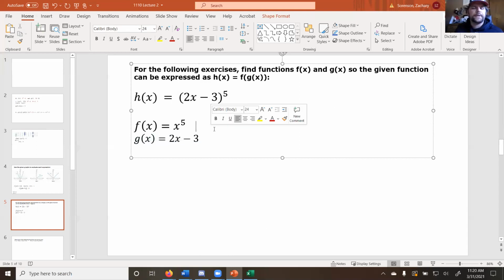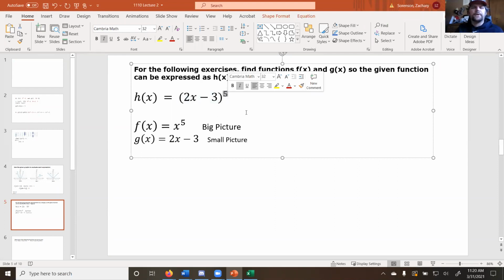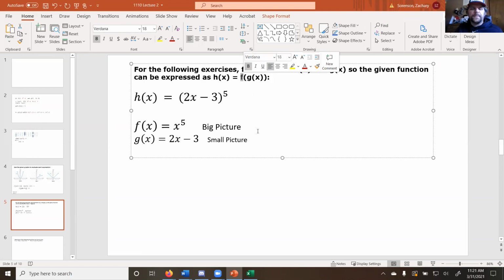Yeah, that's a good way to think about it. How I think about it is kind of a big picture, small picture. Essentially exactly what you were saying. So big picture, what's happening overall to my function? I'm taking something to the 5th power. That something is a little bit more complicated than just being x, but at the end of the day, that's what I'm doing. I'm taking something to the 5th power. And so that is what my overall function, my f, should be.